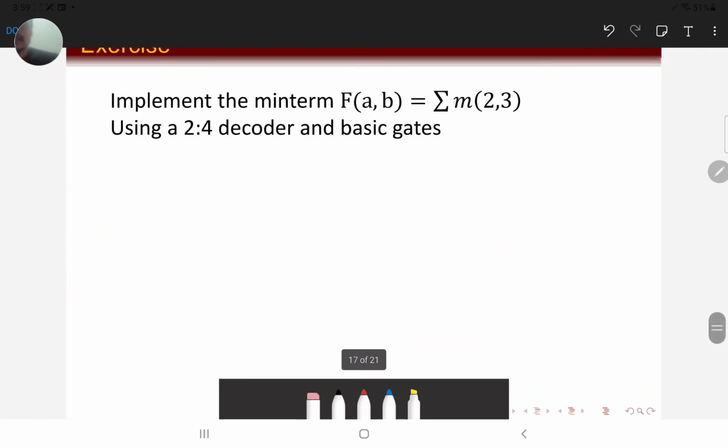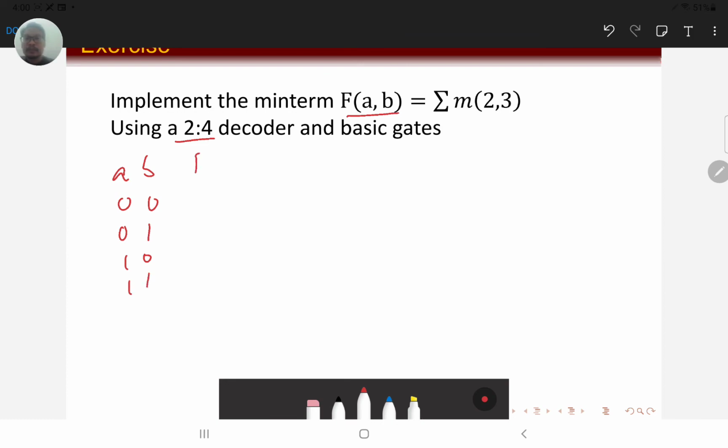With a decoder, we can actually implement any logic function, SOP functions, using a 2 to 4 decoder or a 3 to 8 decoder. For this example, we have two inputs, so we are going to use a 2 to 4 decoder. In this case, our output F equals 1 when our input is 2 and 3, that is, when the input is 1, 0 and also 1, 1.